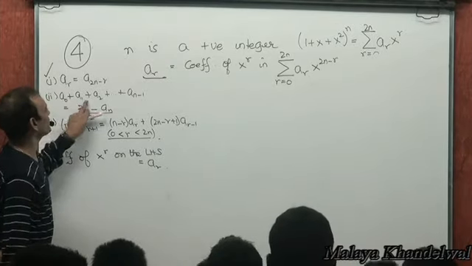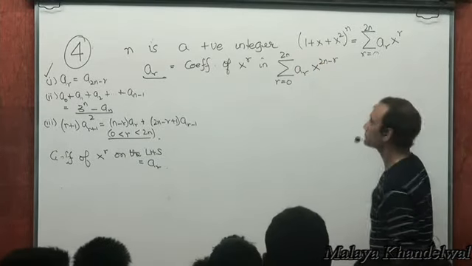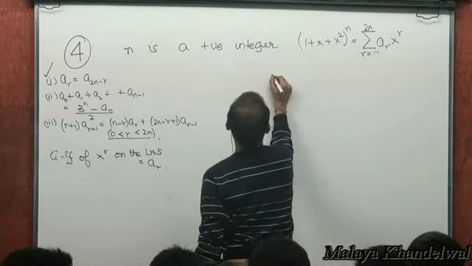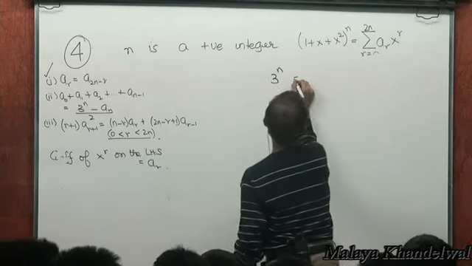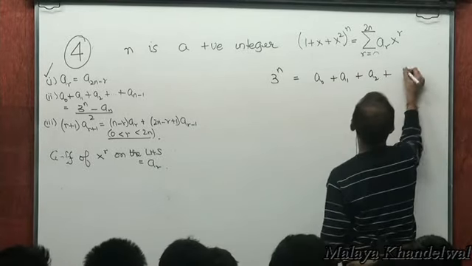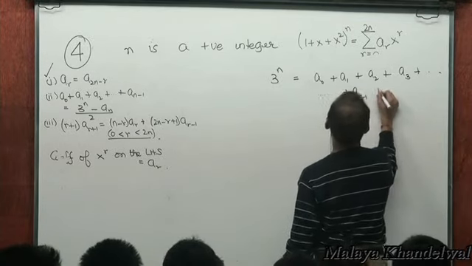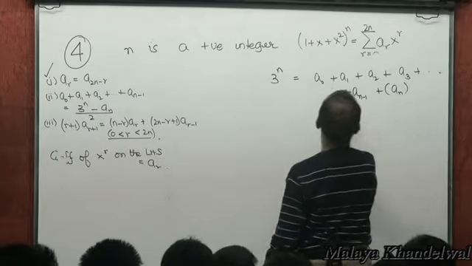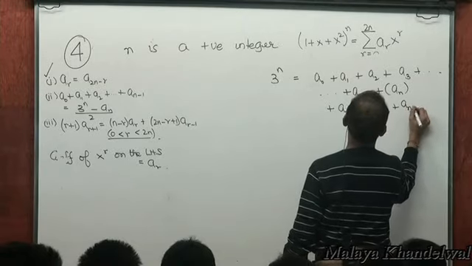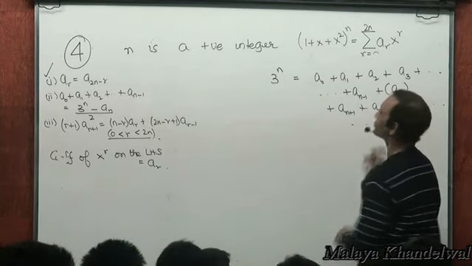Now this part: a naught plus a1 plus a2 plus up to an minus 1. Obviously, I'll put x equal to 1 on both sides in this identity. So I get 3 to the power n equal to a naught plus a1 plus a2 plus a3 plus up to an minus 1 plus an plus an plus 1 plus an plus 2 plus up to a2n. Yes or no?